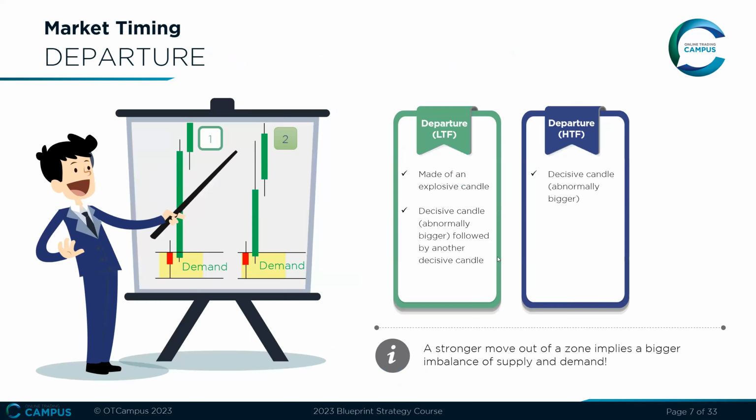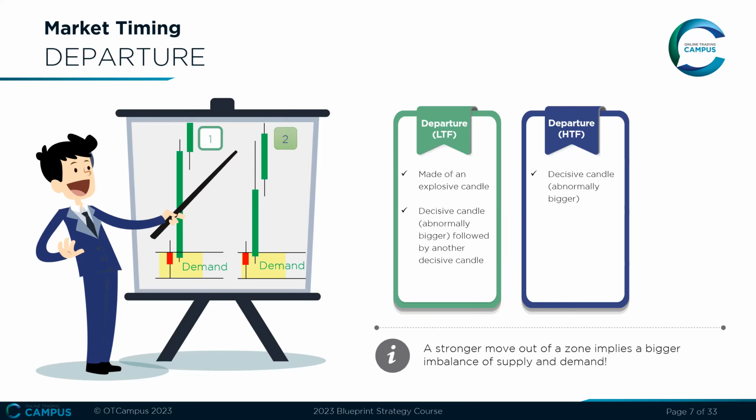All right, so with all of that out of the way, let's jump into the first zone qualifier, the first rule, which is going to be departure. When we look at departure, we're going to look at the leg out of our formation, whether that's a demand formation, a supply formation, a drop-base-rally or rally-base-rally, the U-shapes, or the drop-base-drops, it really doesn't matter. We're always just going to look at the leg out of the formation, and what we want to see is that the leg out is made of explosive candles, ideally.